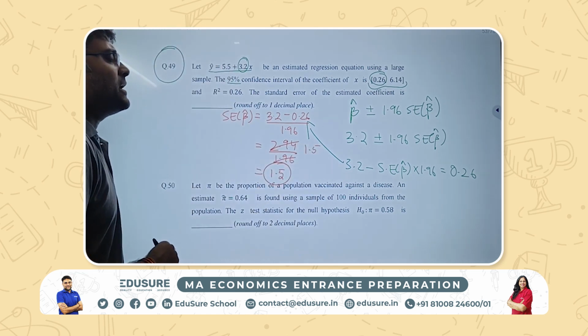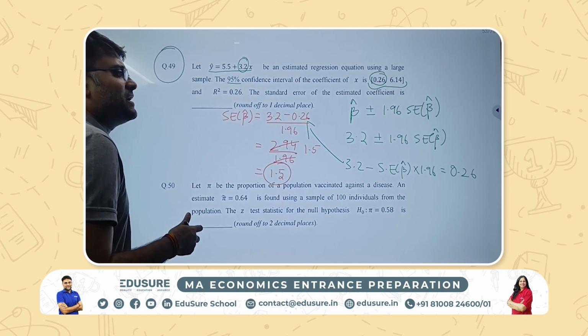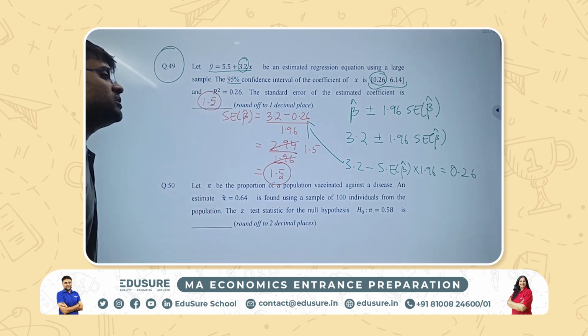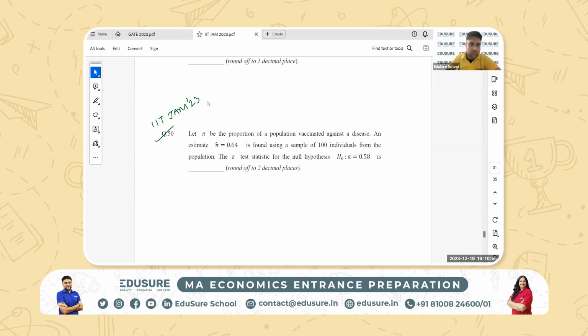So the standard error of the estimated coefficient will be 1.5. This will be my answer. R square is not used in this. They are only trying to test your concepts. So here the answer will be 1.5. IIT JAM 2023, question number 50.